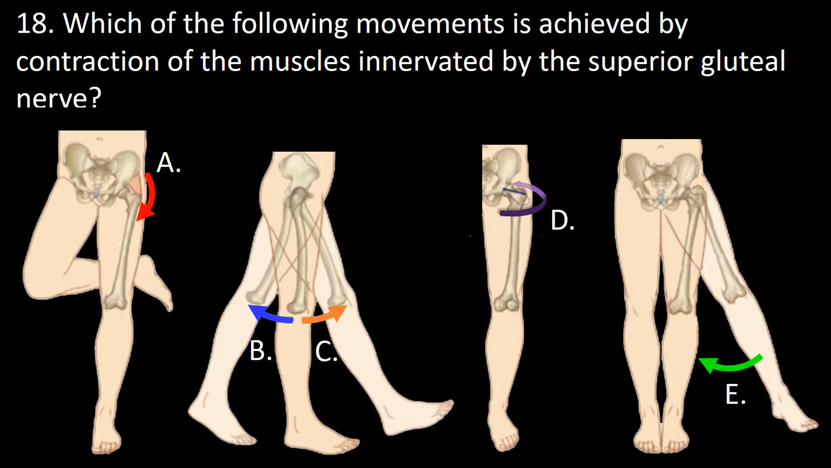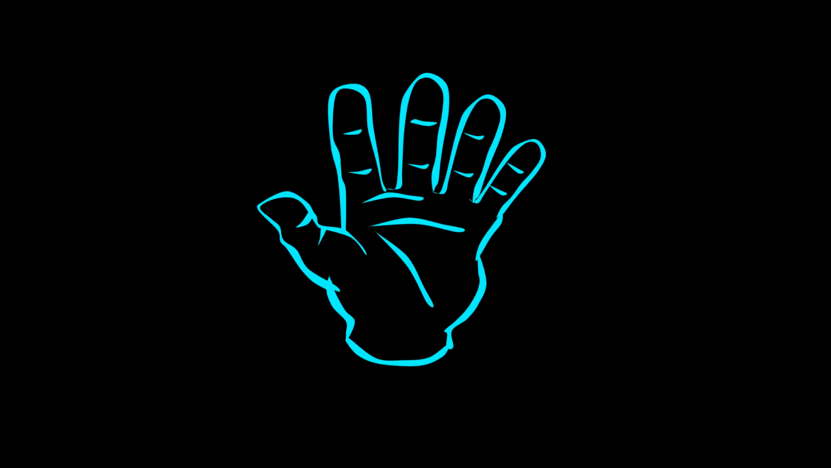Next question. Which of the following movements is achieved by contraction of the muscles innervated by the superior gluteal nerve? A, B, C, D, or E? Please take a look at these figures and decide. In the next few minutes, we will talk about the muscles and nerves involved in these actions in the order presented in this question. Number 1.